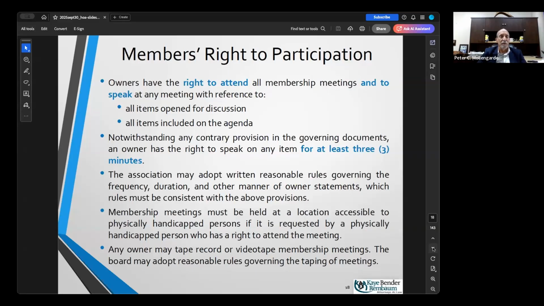Finally, any owner may audio or video record any membership meeting, and the board may also adopt reasonable rules governing the recording of meetings. Although these days everyone pretty much uses their phone, you can require that they announce that they're recording. You can require that they don't move around the room, they stay where they are. They don't bring in lights or things like that. But again, these days people use their phones and don't bring in equipment like they did back in the old days.